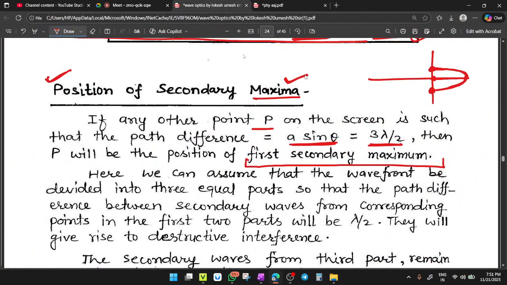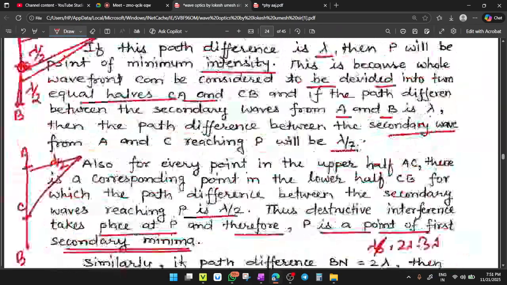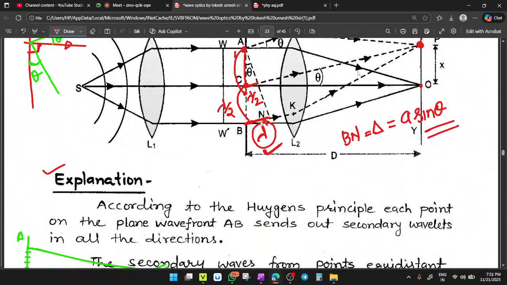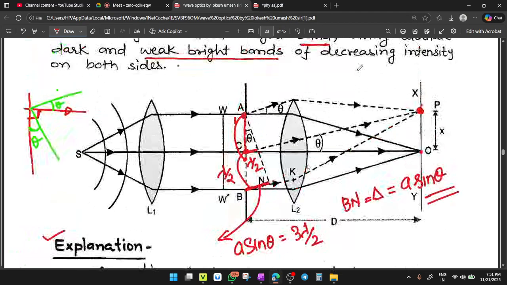For secondary maxima, we need constructive interference. Only in the case of constructive interference will we have the bright fringes, maximum intensity fringes. If for any other point P on the screen, the two waves that interfere have a path difference a sine theta, and a sine theta becomes 3 lambda by 2, then what will happen?